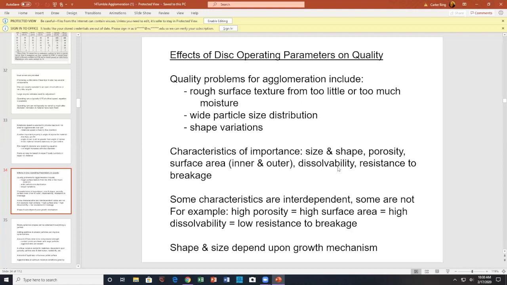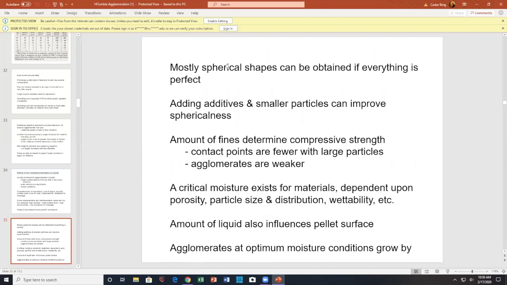Some characteristics are interdependent, however, right? High porosity leads to high surface area. High surface area leads to dissolvability, and that leads to low resistance to breakage. So, sort of a trade-off. Size and shape depend upon the growth mechanism. Most spherical shapes are obtained if everything is perfect. Adding additives and smaller particles can improve the sphericalness.